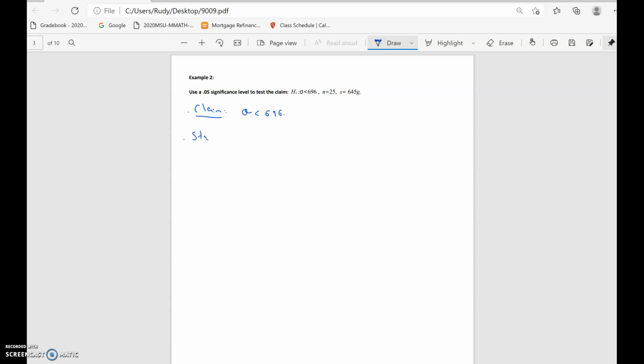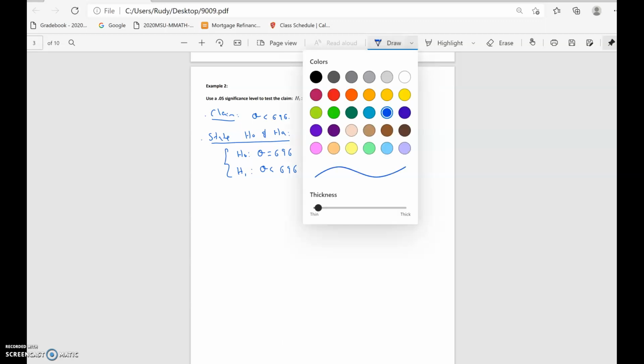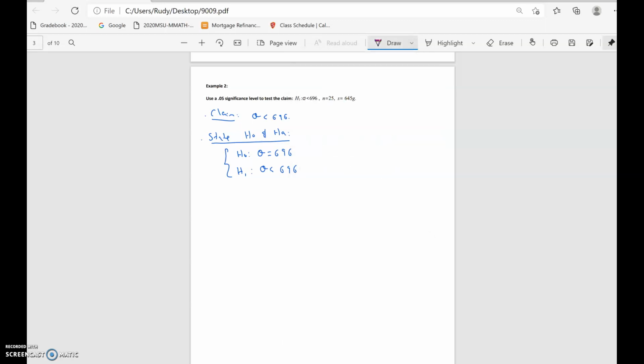And then let's actually state H0 and HA, which is going to give us that H0, the value of sigma, is equal to 696. H1 is going to be that sigma is less than 696. And we're dealing with a left tail test since the claim is of less than. So let's take a look at the actual critical value.